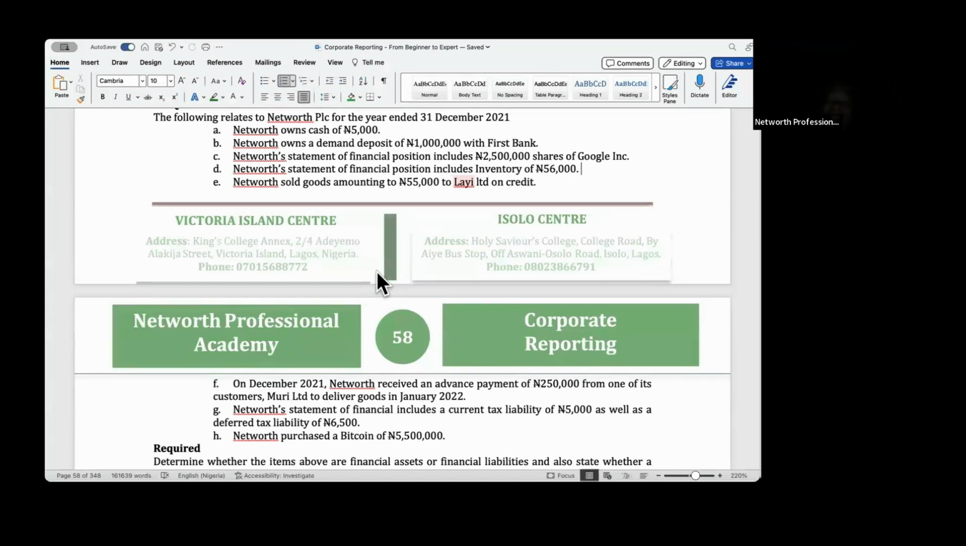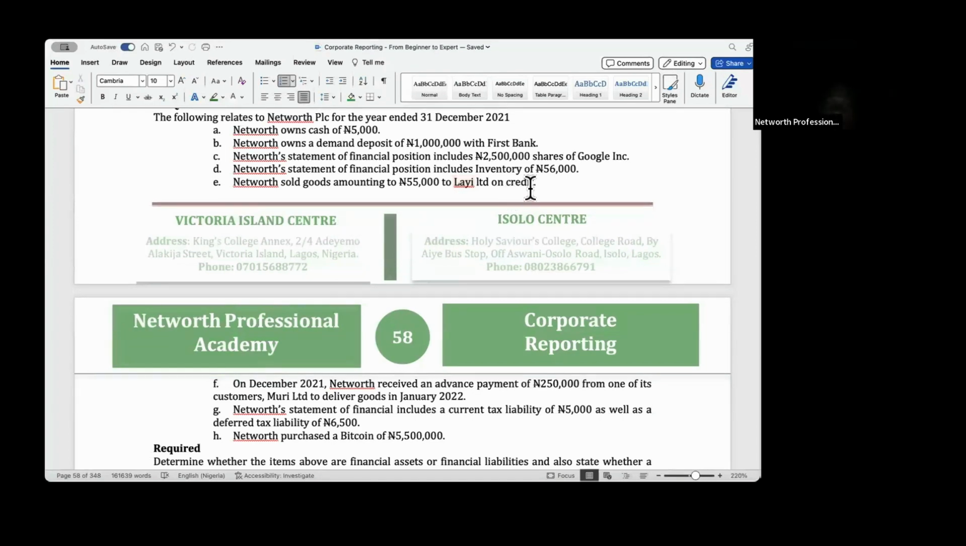Inventory is an asset, fine. But inventory is inventory under IAS 2. It is not a financial asset, so that means it is not a financial instrument contract either. Omotayo, is that clear? Yes, I believe so. Thank you, sir. Okay, now, Amaka.